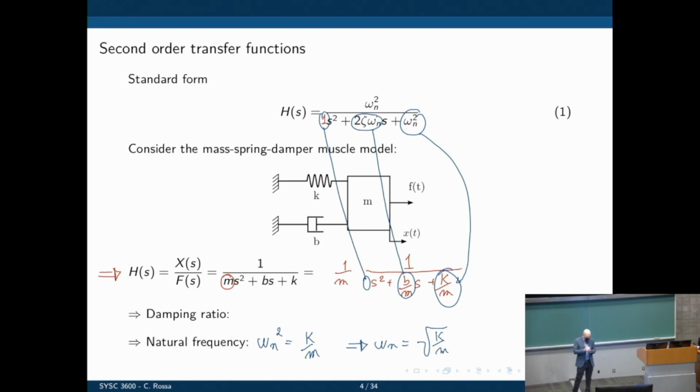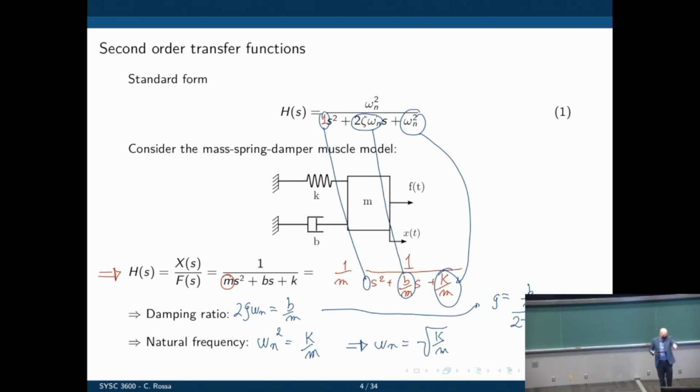We also can equate now 2 zeta omega n to b over m. And then let me just find some room here. We can calculate zeta as b over m over 2 times omega n, which is the square root of k over m.